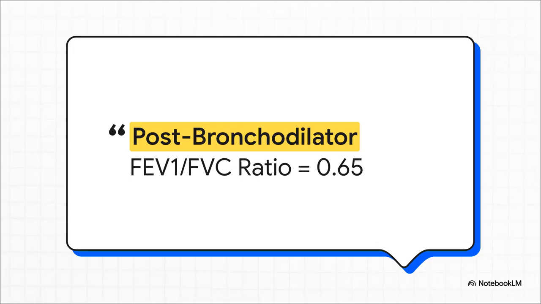So let's make this real. Imagine this report pops up in your EMR for that patient you've been seeing. You look at the result. Post-bronchodilator FEV1/FVC ratio is 0.65. So what does that tell you?